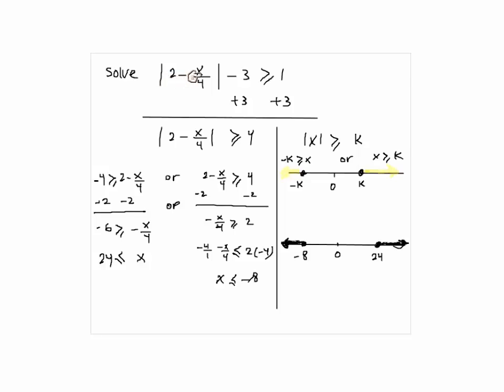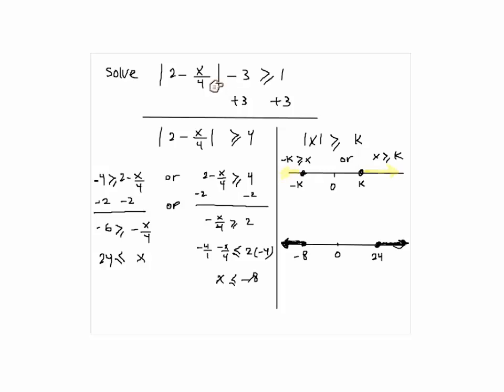2 minus 0 would be 2. Absolute value of 2 would be 2. 2 minus 3 would be equal to -1. -1, is it greater than 1? No. So that confirmed that 0 is not a solution. So that means that is the correct answer. If you pick 25 or -9, you would see that would make sense in this inequality. So that is a solution.